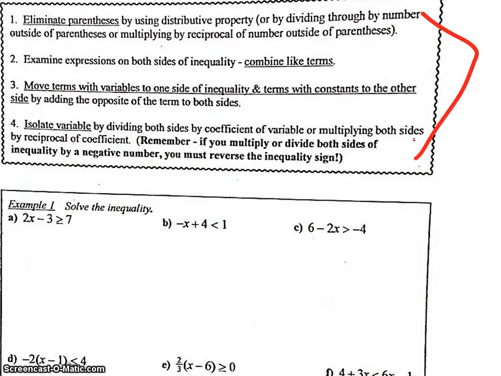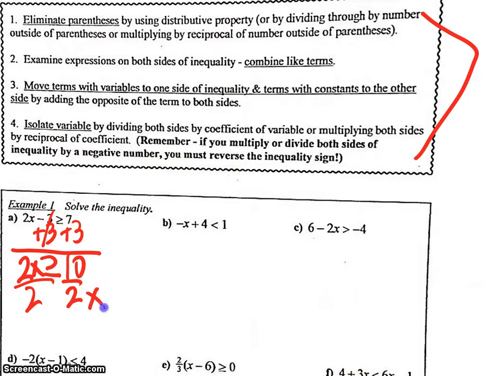So if I look down here at example 1, the first thing I want to do is get x alone. So the thing I need to move first is this 3. So I'm going to add 3 to both sides. So now I have 2x is greater than or equal to 7 plus 3 is 10. Sorry, that sign is kind of ugly. And now to get x alone, I need to divide by the number that's in front of it, which is 2. So now I'm going to have x is greater than or equal to, and 10 divided by 2 is 5.